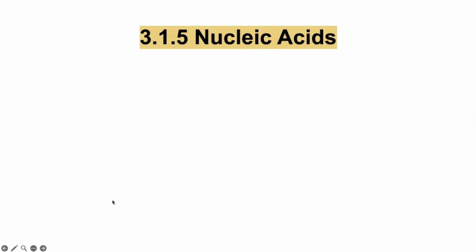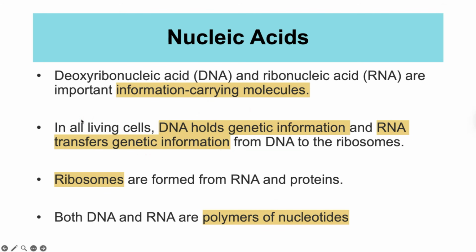Next then, 3.1.5 nucleic acids. So deoxyribonucleic acid or DNA and ribonucleic acid RNA are important information carrying molecules. These two molecules will have the same function in any living cell that they're found in. DNA holds the genetic information, whereas RNA transfers the genetic information. Ribosomes are formed from RNA and proteins.